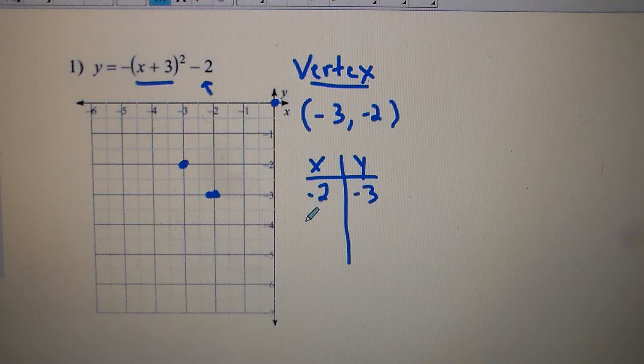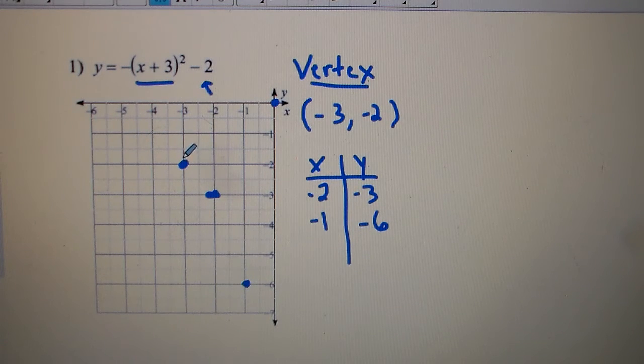Let's try putting in negative 1. Negative 1 plus 3 gets us 2. 2 squared is 4. 4 times negative 1 is negative 4. And negative 4 minus 2 gets us negative 6. So it's negative 1, negative 6 at that point.